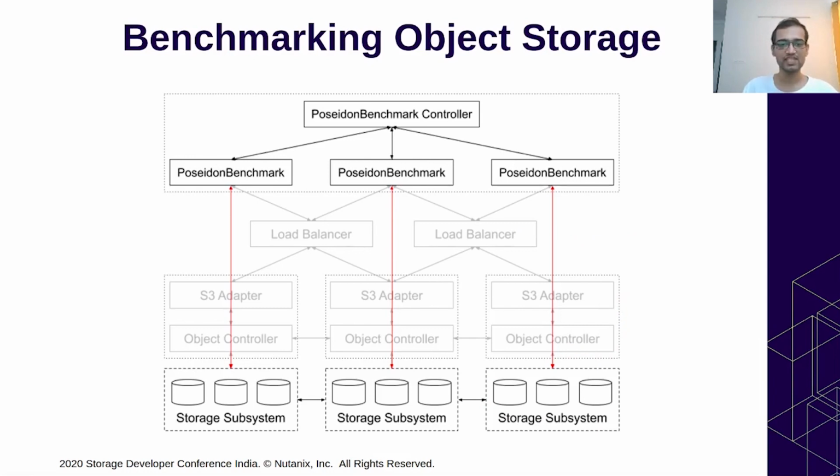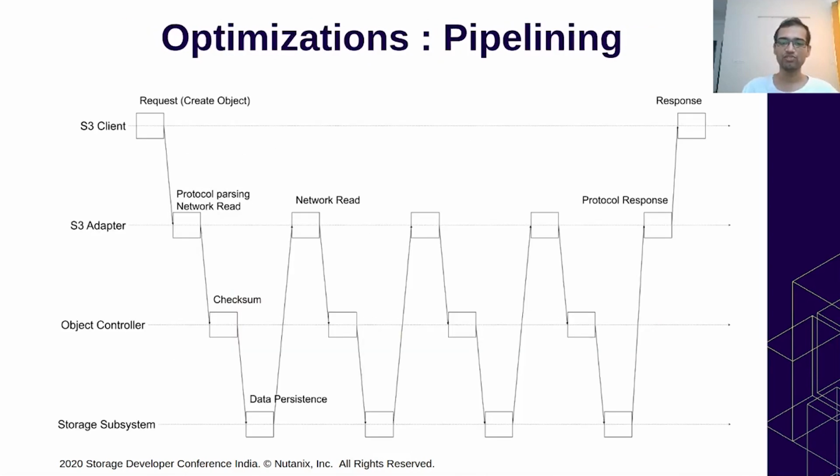Now, with this benchmarking tool, we were able to identify a lot of issues in our stack, and we'll go over one of the major design improvements that we have made using the metrics that we have collected from this benchmarking tool. So before going into the details of the optimization, let's talk about a typical workflow of a create object request sent by an S3 client to the S3 adapter, right?